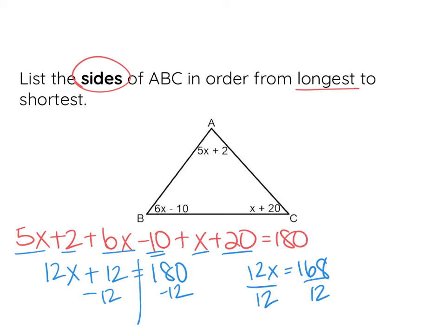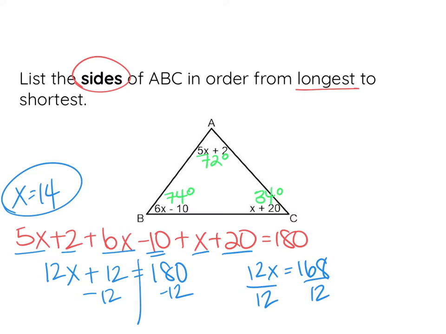Divide by 12. And again, if you were doing this on your own, this is not something that you have to do in your head. You can use your calculator. So x equals 14. Then I'm going to plug that into each of these expressions for my angles to figure out what these values are. If I'm looking at angle A, I'm going to do 5 times 14 plus 2. That's 72 degrees. Angle B, 6 times 14 minus 10. That's 74. And then angle C, I'm just doing 14 plus 20. That's 34.